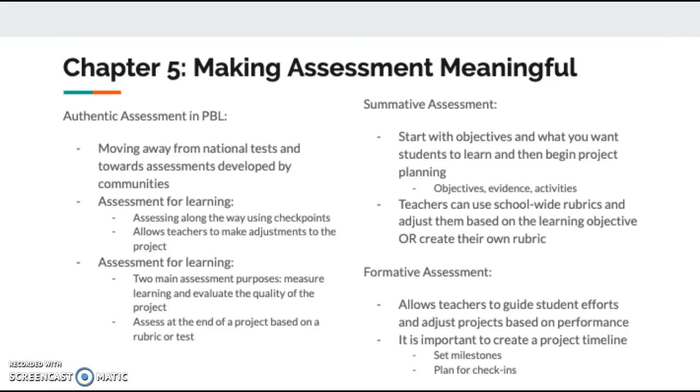And 3 things that the book identified were objectives, evidence, and activities. So you want to start with objectives, move to evidence, and then to activities, and each of these should be intertwined and flow seamlessly from one to another. And teachers can use school-wide rubrics and adjust them based on their learning objective, or they could create their own rubric.